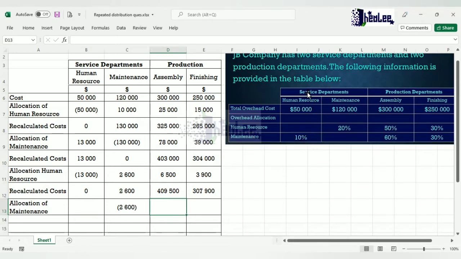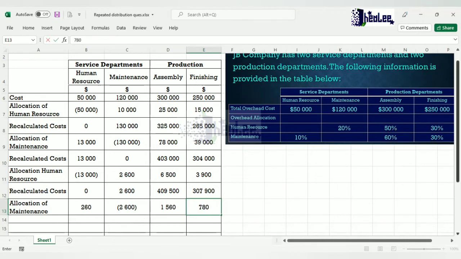offers 10% to the human resource, so 10% of that 2,600 give us $260. For the assembly, it is 60%. So 60% of 2,600, and that gives us $1,560. While for the finishing, it is 30%. 30% of 2,600. That is what we're sharing. And that gives us a value of $780.